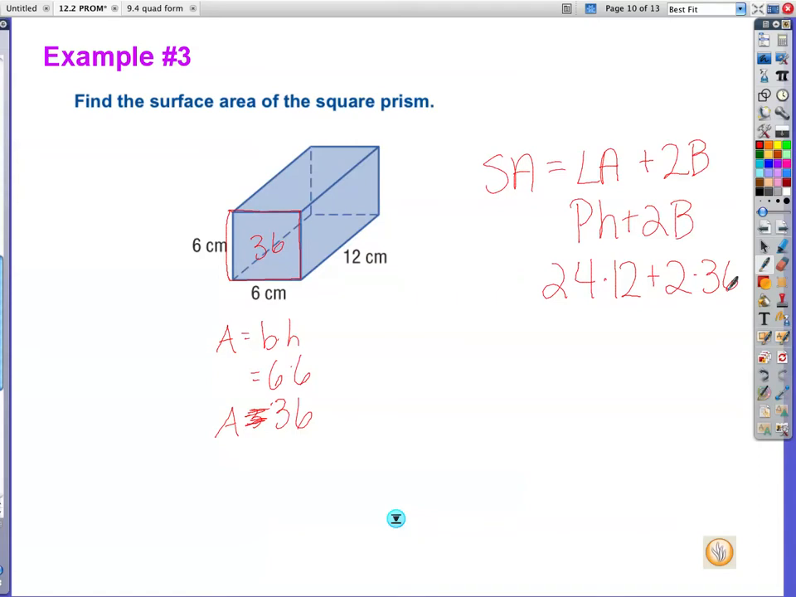24 times 12, I believe, is 288. And you're going to send me an email if that's incorrect. And 2 times 36 is 72. Add that together, 360 square centimeters. Surface area is still an area, so you're going to have labels of centimeters, meters, units, squared.